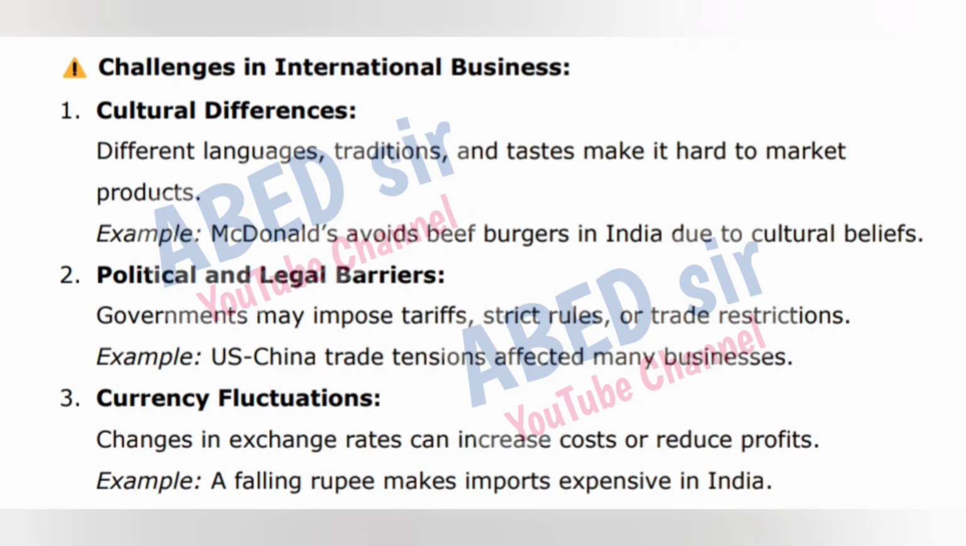2. Political and legal barriers. Governments may impose tariffs, strict rules, or trade restrictions. Example, US-China trade tensions affected many businesses. 3. Currency fluctuations. Changes in exchange rates can increase costs or reduce profits. Example, a falling rupee makes imports expensive in India.